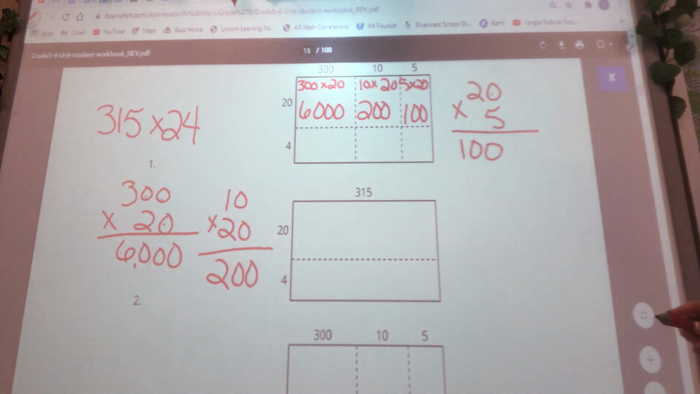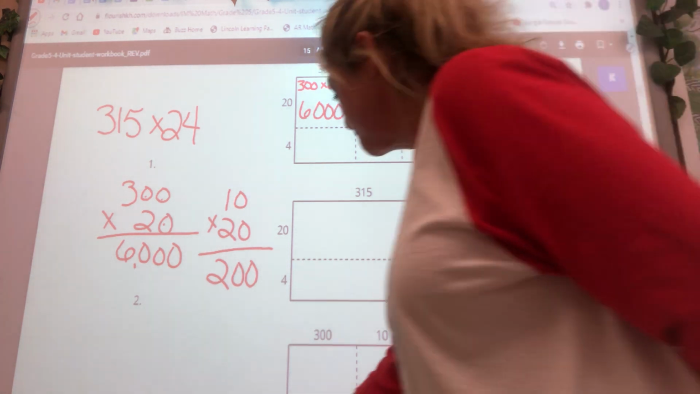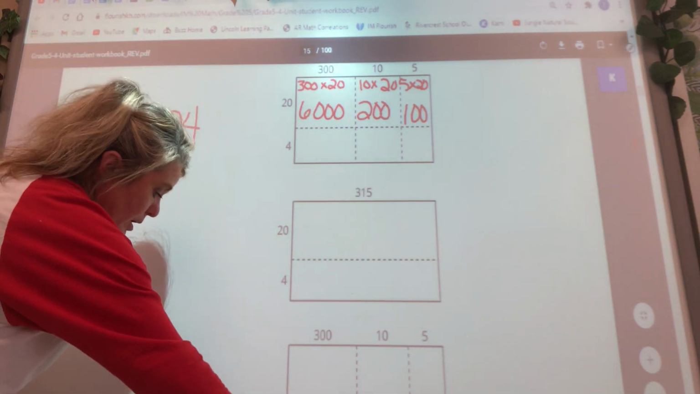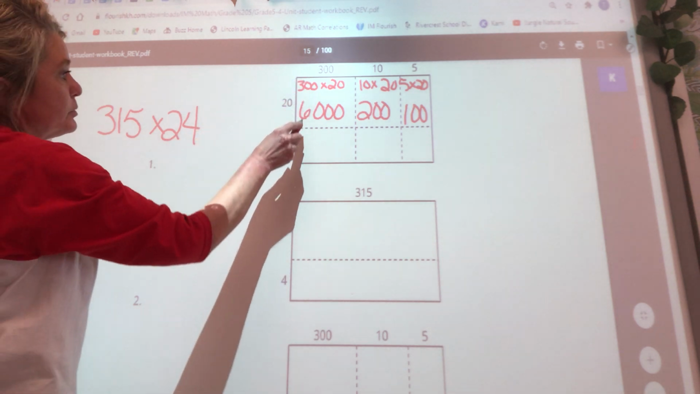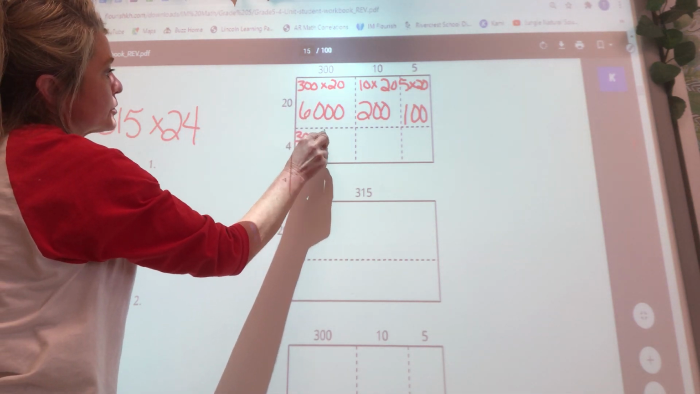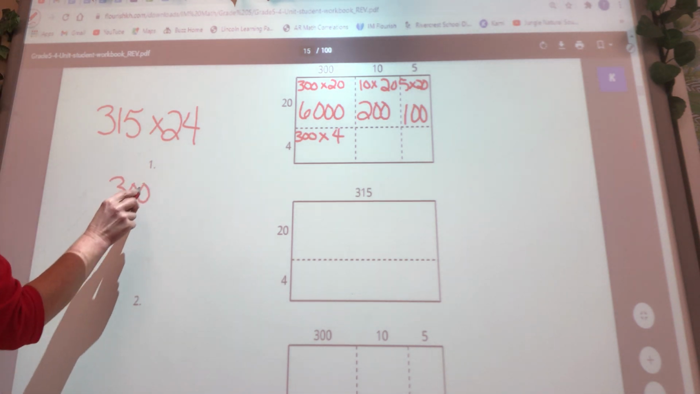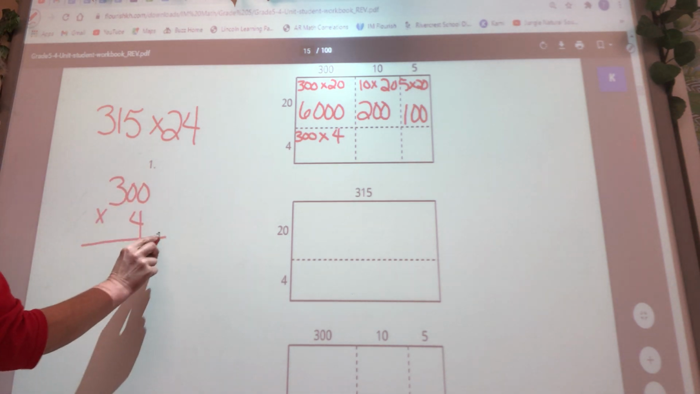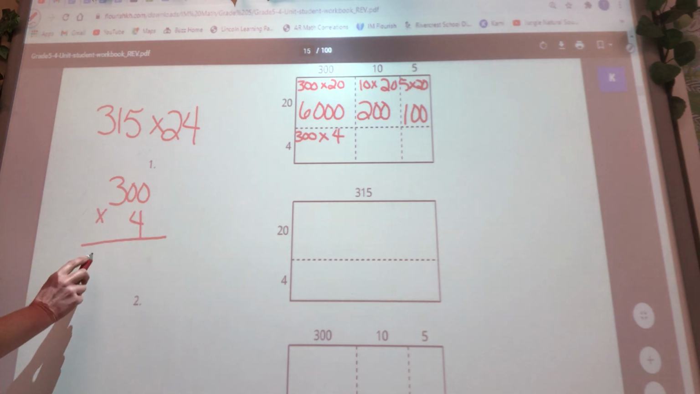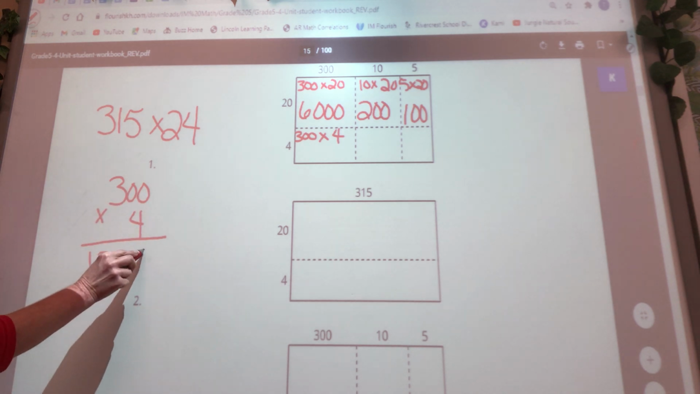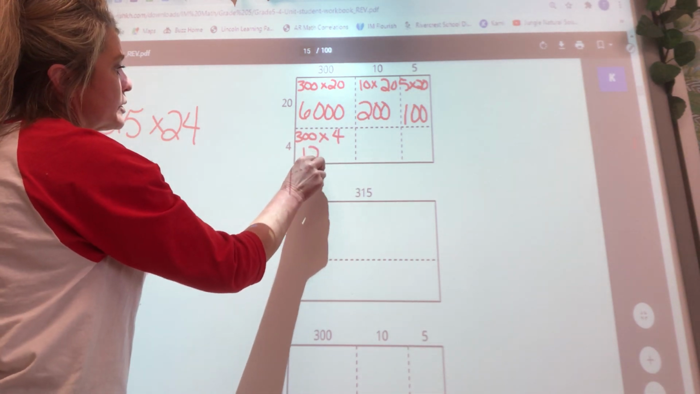Okay, now for the next row. Let's erase all this. On the next row, the numbers associated with this box are 300 times 4. So we can go over here and quick math. Our whole number parts that we see are 4 times 3, and we know from our math facts that that's 12. And then how many zero place values have I not done anything with? 1, 2. So I know this is 1,200.